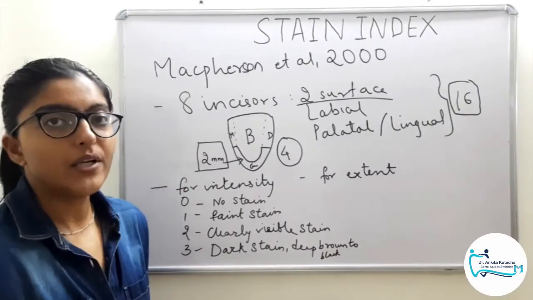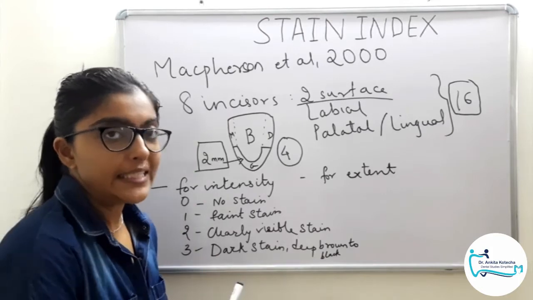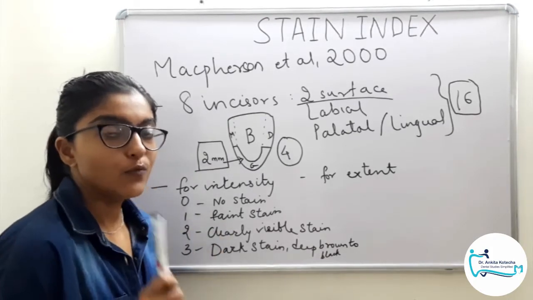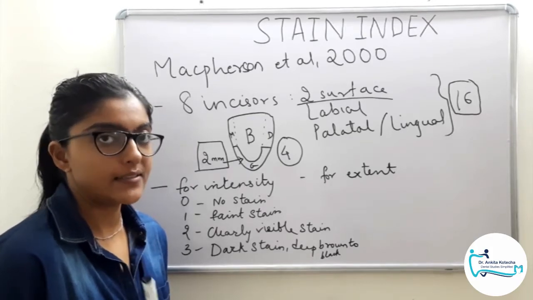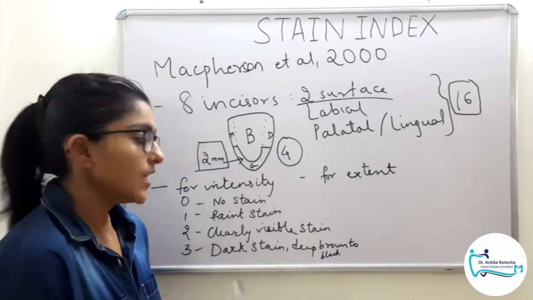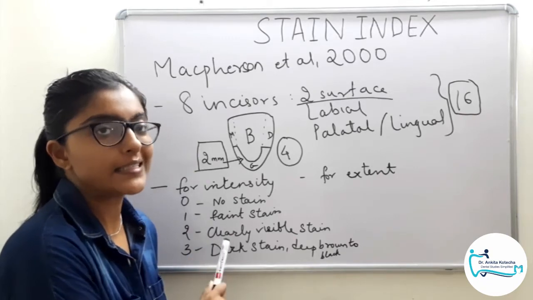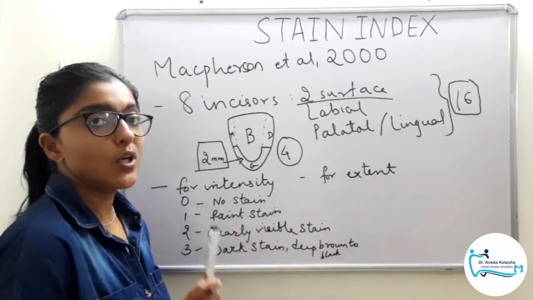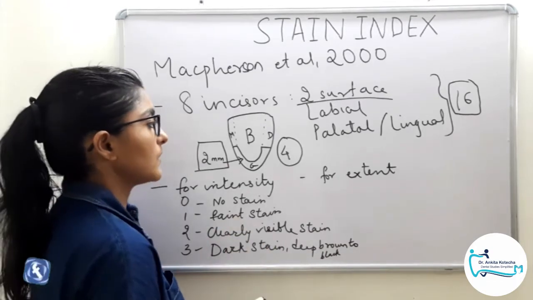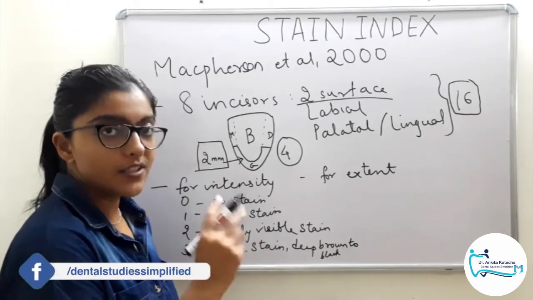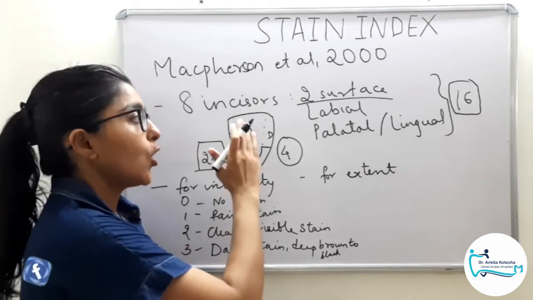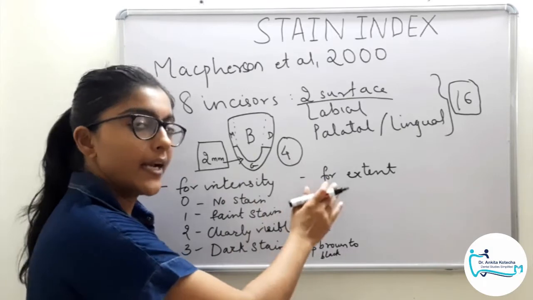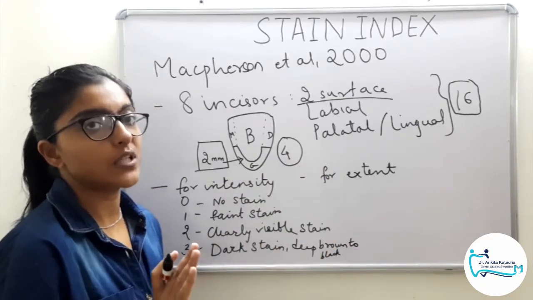Now let me remind you, the scoring criteria for intensity in the conventional index was 0 for no stain, 1 for light stain, 2 for moderate stain and 3 for heavy stain. See, the scoring criteria for intensity is modified. Clear? Now coming to the scoring criteria for extent. Here comes another difference. In the conventional index we scored all the surfaces, all the regions for both intensity and extent irrespective of their scores.